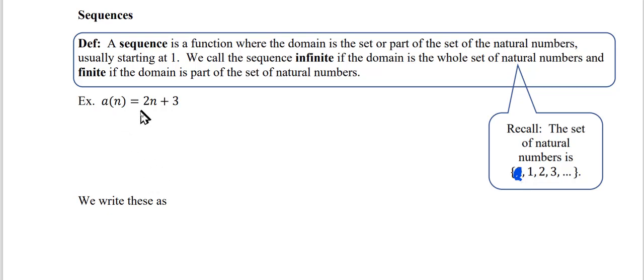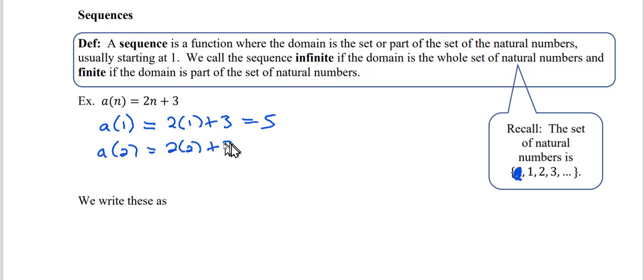Let me show you what I mean here. We are talking about the domain being natural numbers. We only want to plug in these positive integers. So for example, we could say a of 1 is 2 times 1 plus 3, or 5. A of 2 is 2 times 2 plus 3, or 7, and so on, right?